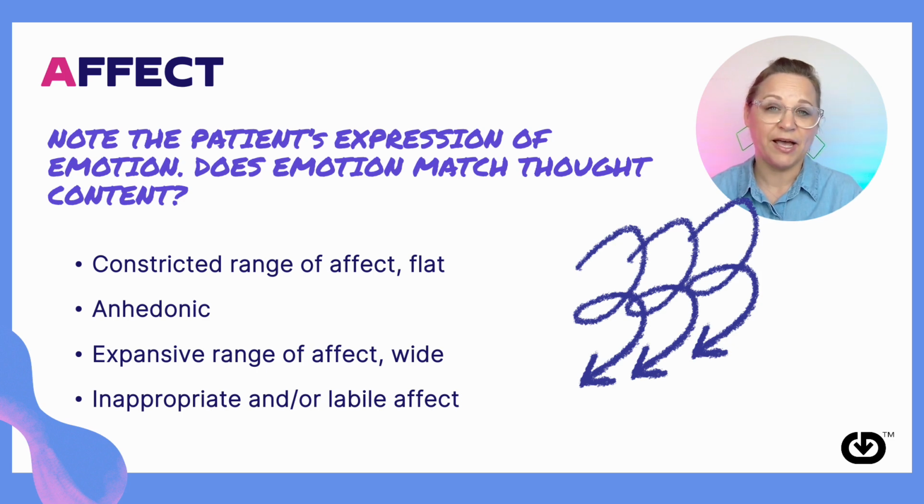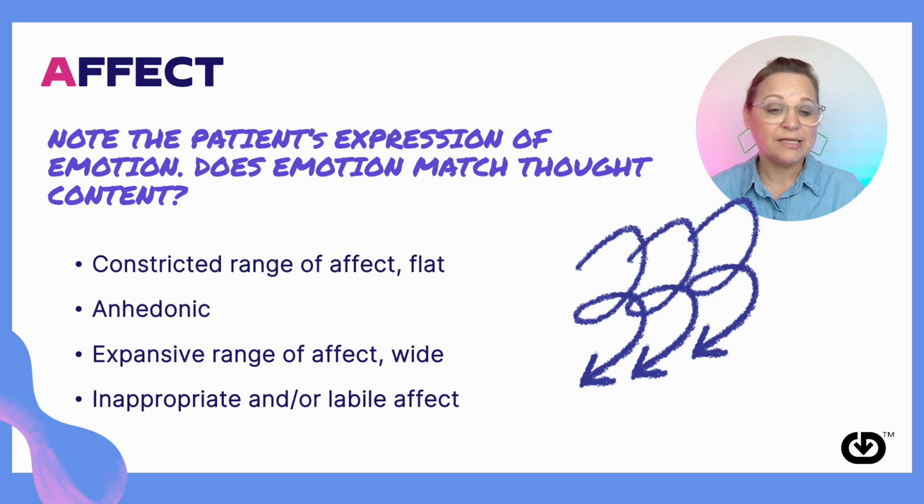A stands for affect. We're going to note the patient's expression of emotion. And does their emotion match their thought content? So does their emotion match what they're saying? We might notice a constricted range of affect, so that the patient has absolutely no fluctuation in their affect. We also call this a flat affect. They might be anhedonic. Anhedonic means lacking enjoyment in life.